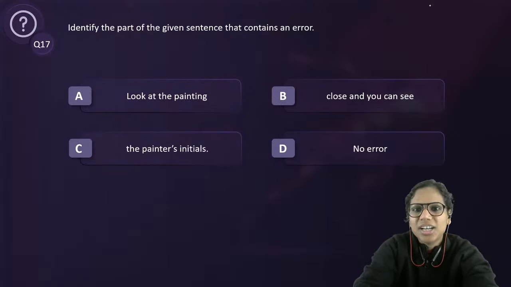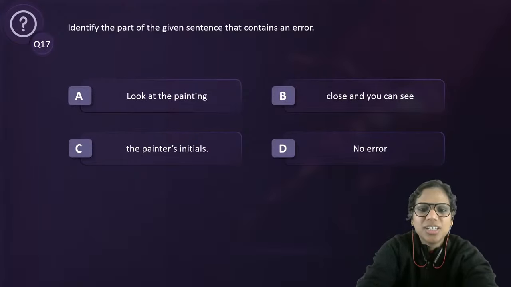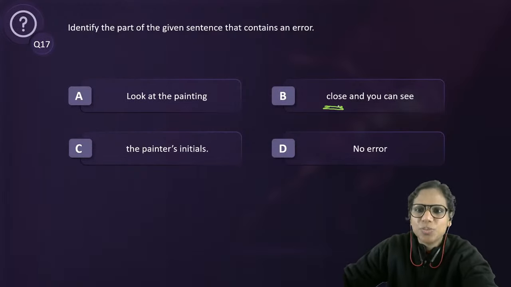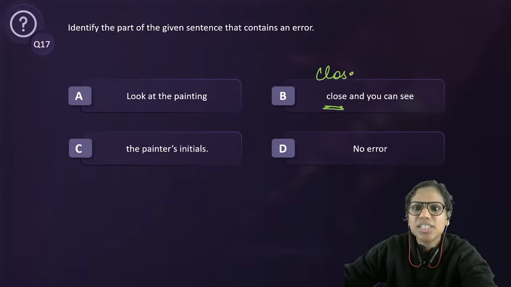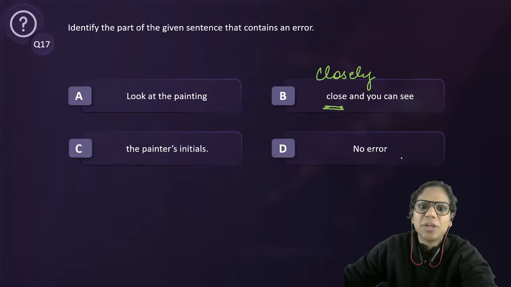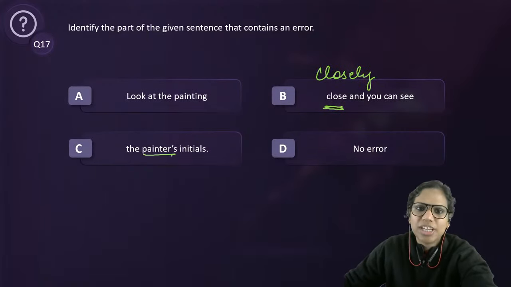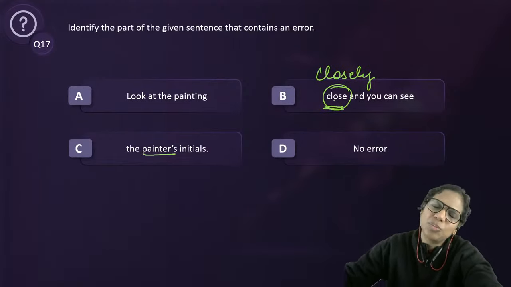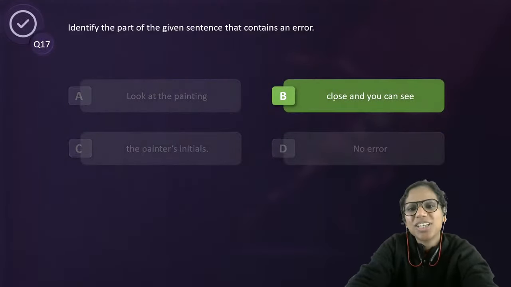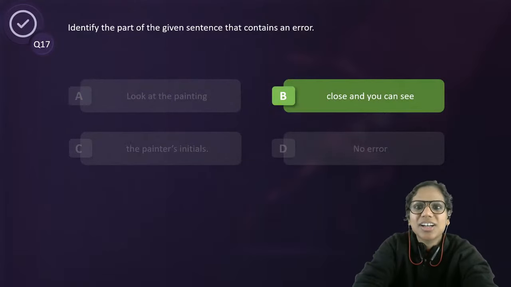So, what do I need here after the painting? After the painting, I need an adverb, isn't it? So look at the painting closely and you can see the painter's initials. This is fine. Painter apostrophe S is fine. No error here. The error is simply here. I need an adverb. Okay, closely. All right, all right.